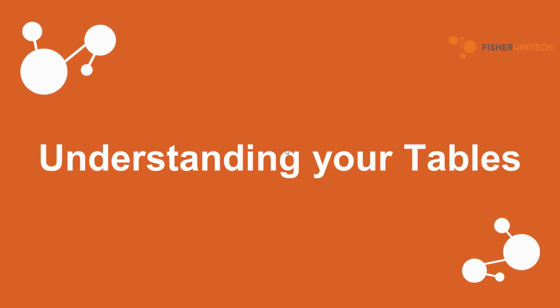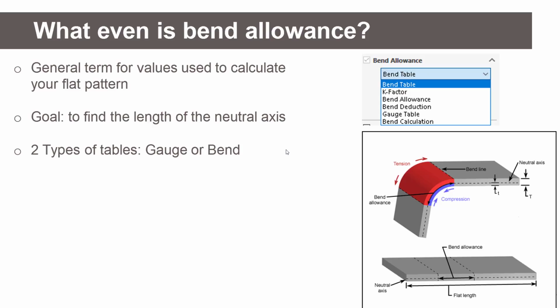So we're starting off with understanding your table, right? When you're thinking about gauge tables, bend tables, and a lot of this other stuff inside of sheet metal, there's some vagueness in what it all means. So what even is bend allowance? What is it to you? What does it mean?